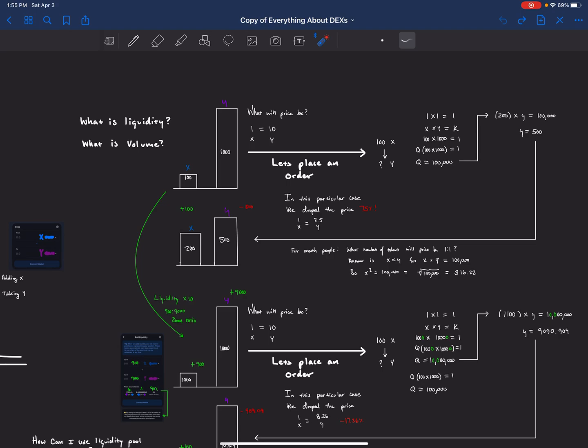So you're putting in an order that's pretty big compared to how much X is in there. So you're going to move the price. You're going to move the price because you're coming in with a pretty big order.